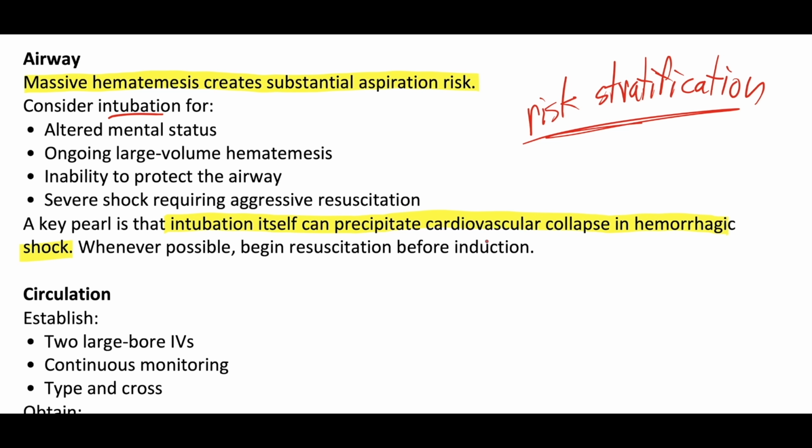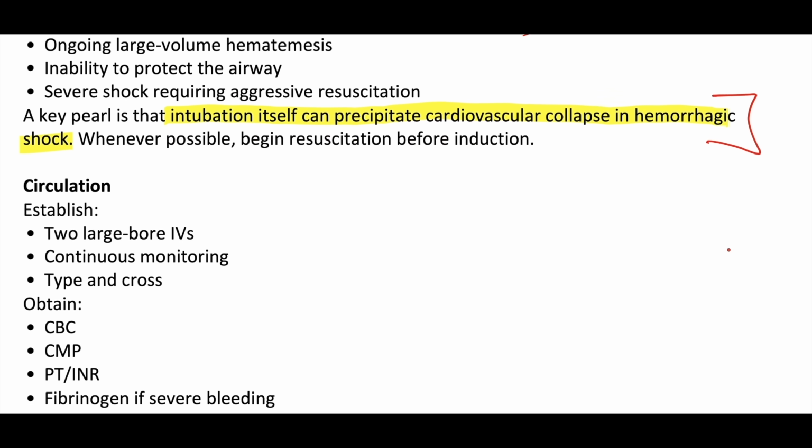But this is a very hemodynamically tumultuous procedure, so you got to be really careful in these patients in hemorrhagic shock, because if you take away their sympathetic surge, their vascular tone, and then put them on positive pressure, that decreases their preload, you can cause hemodynamic collapse. So just the thing to take away is resuscitate before you intubate if you at all are able to. Okay, circulation stuff.